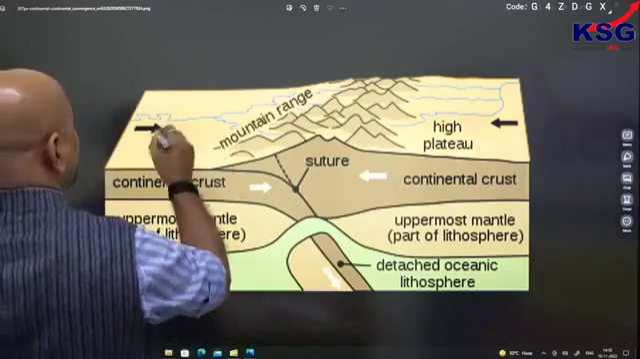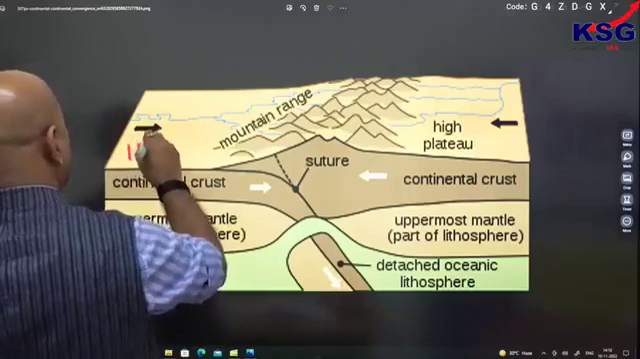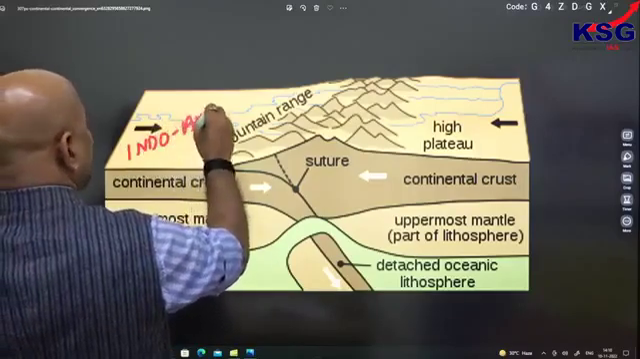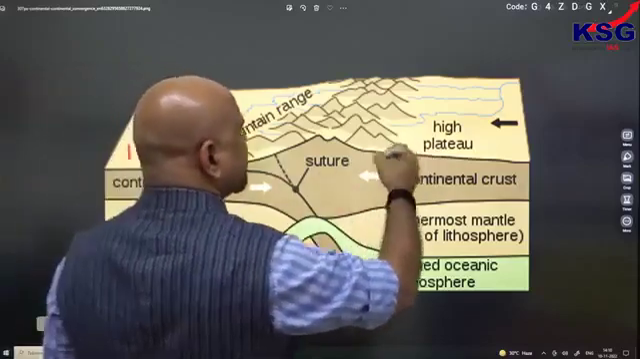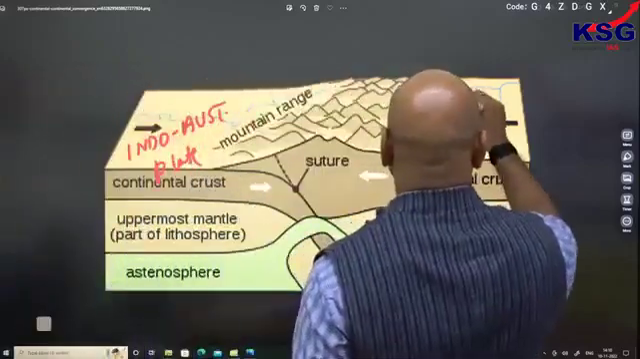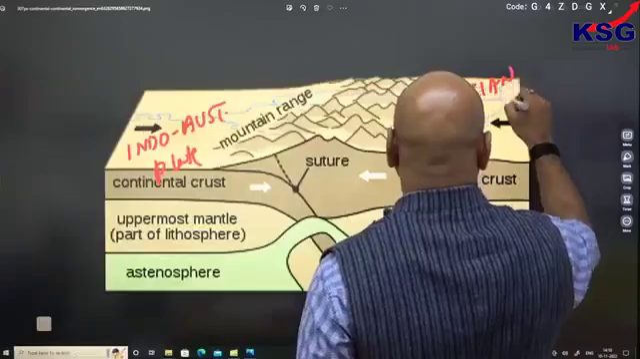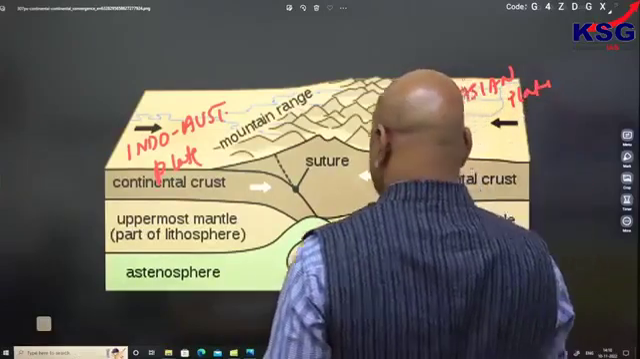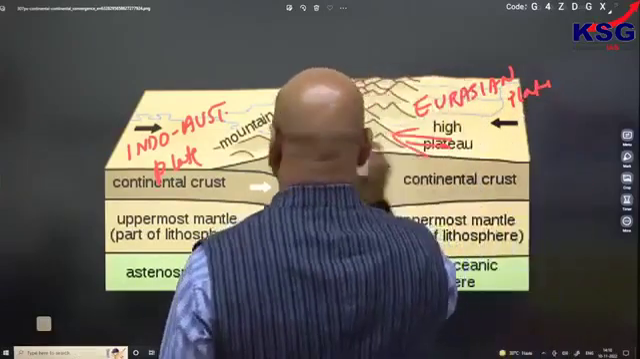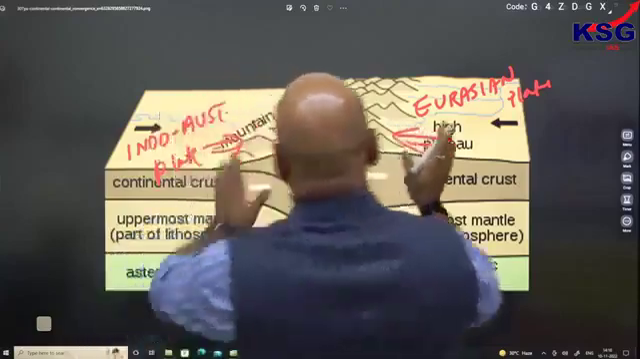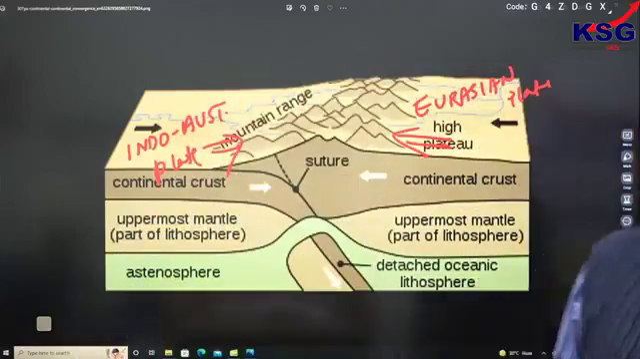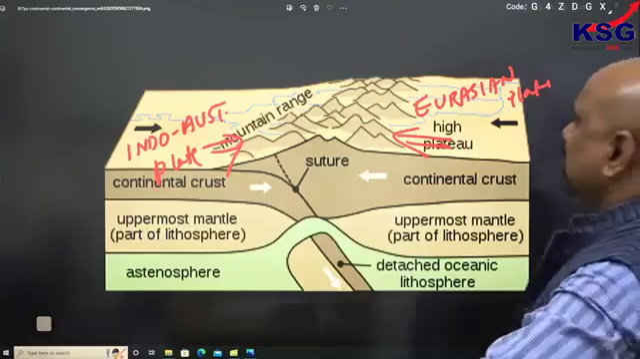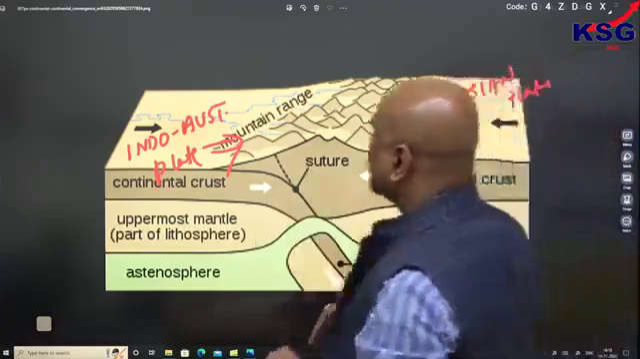And here it is the Indo-Australian plate, and here is the Eurasian plate. You remember that both the plates, while they converge, this side it came and this side this one. In between we have mountain formation. The mountain here is the Himalayan mountain system which developed in between them.